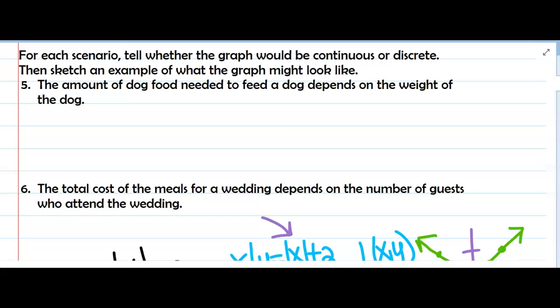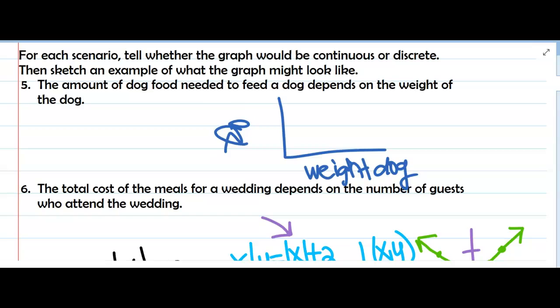So number 5, it says the amount of dog food needed to feed a dog depends on the weight of the dog. It might be easier to start thinking about what your graph might look like. Depending on the weight of the dog, that's going to tell you how much food that dog is going to need. In general, I would assume that the more the dog weighs, the more food they're going to need.